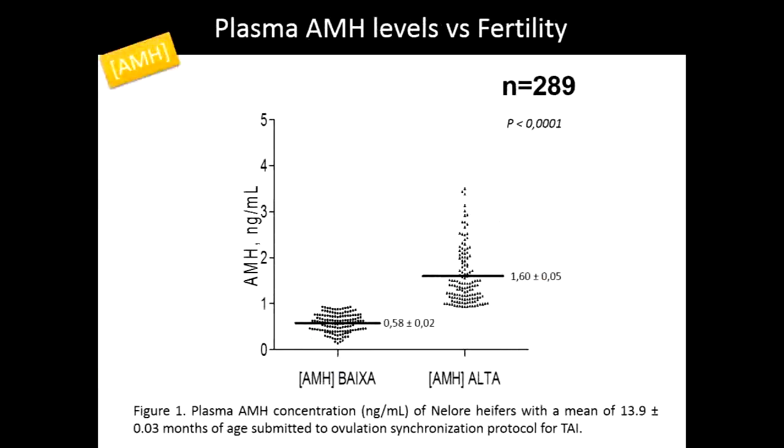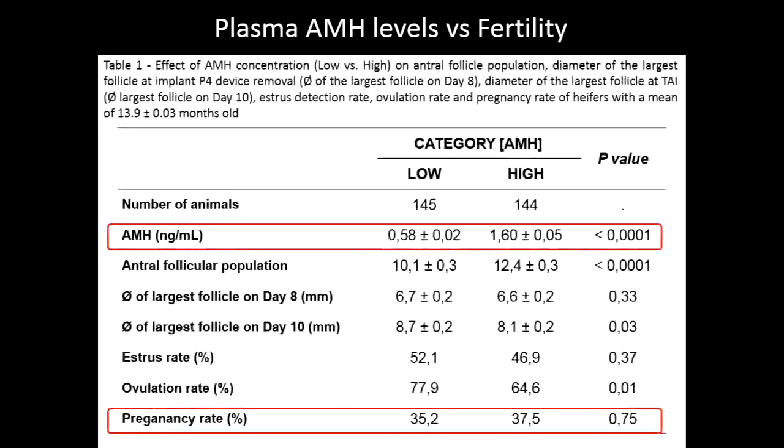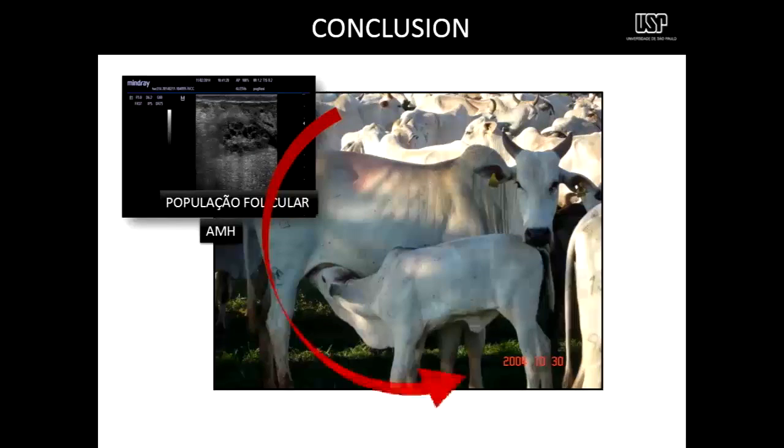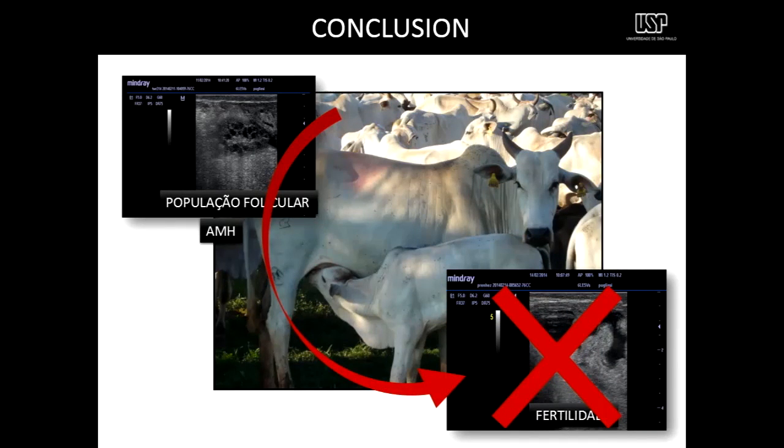low number of follicles. We did also in about 300 animals, we measured the AMH. We divided the population by AMH. Here the population has 0.5 AMH and here 1.6 AMH. We divided and we did the AI. Look here, exactly the same conception rate according to the AMH. So we didn't find any effect. We didn't confirm our hypothesis. We expected to have high fertility in these animals, and we didn't have high fertility in these animals. So the follicular population, AMH, is not correlated with fertility, okay?